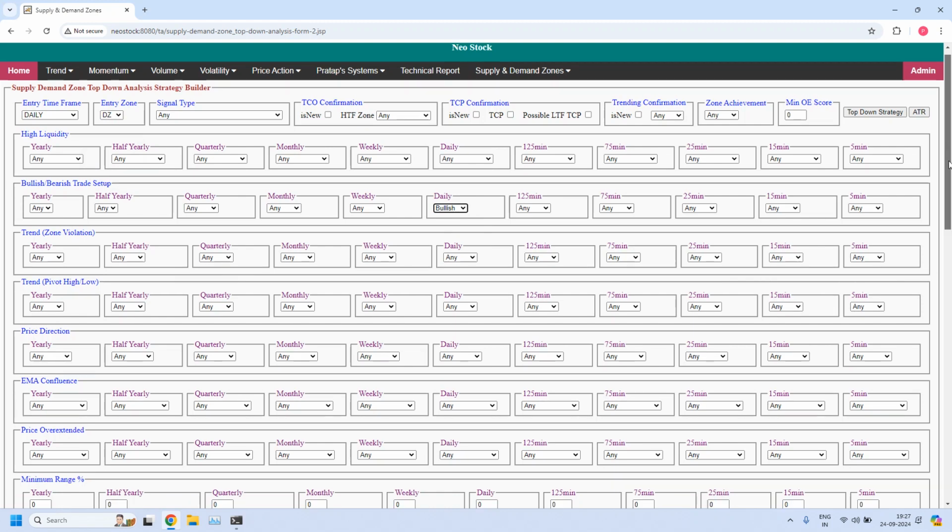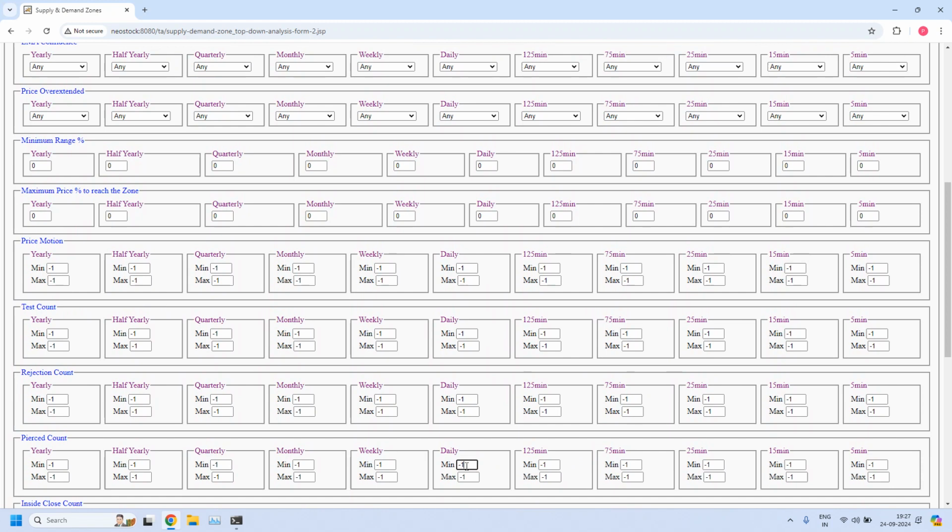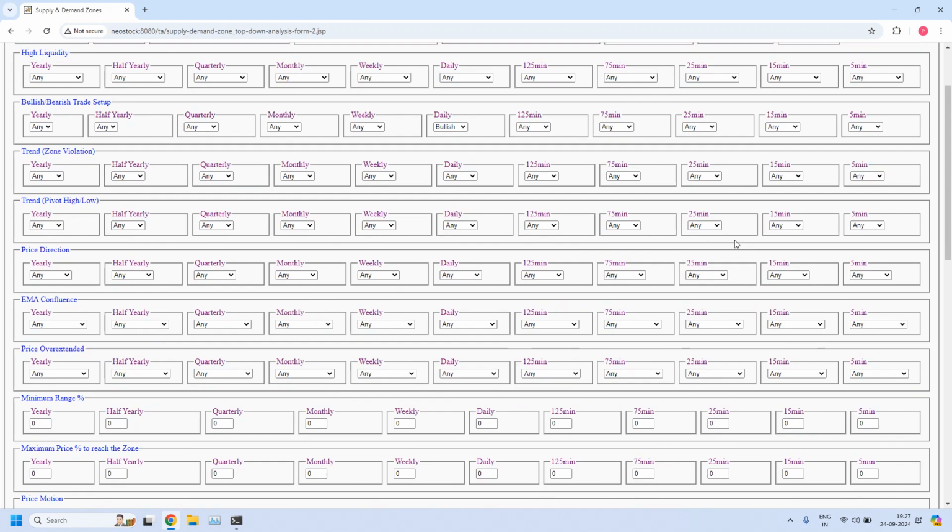The daily demand zone should not be pierced. So in the pierced count, daily time frame, I am setting minimum value 0, maximum value is 0. That indicates pierced count should be 0. Pierced count 0 means the zone is not pierced.